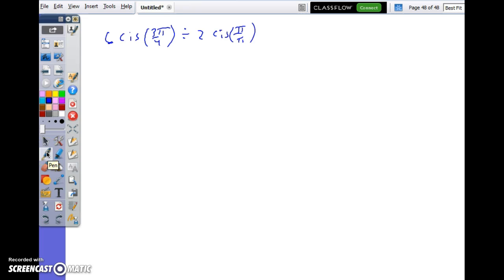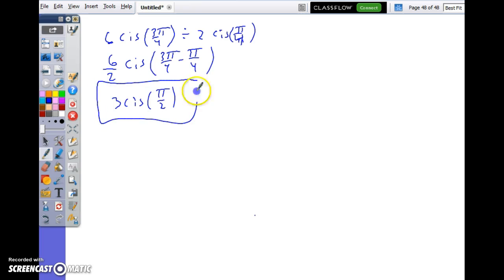All right, let's do this. So I got, using the identity, 6 divided by 2, cis, 3 pi over 4 minus pi over 4. That was really badly written. All right, so I get 3 cis pi over 2, correct? Yeah. So that's my cis form. And if I want to go rectangular, I would go 3 cosine pi over 2 plus i sine pi over 2.